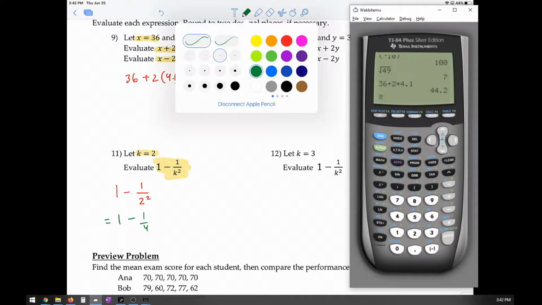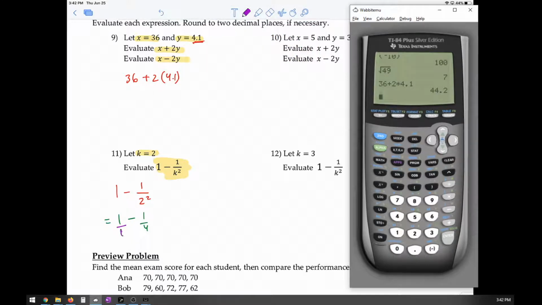And we know that we need to get like denominators. Any whole number can be written as a fraction with a 1 as a denominator. We need a common denominator between these two fractions to subtract fractions, right? The common denominator would be 4, so 1 over 1 would be 4 over 4, minus 1/4. Once we have common denominators, we just evaluate the numerator. So 4 minus 1 is 3, so 3 over 4, which is 0.75, right?